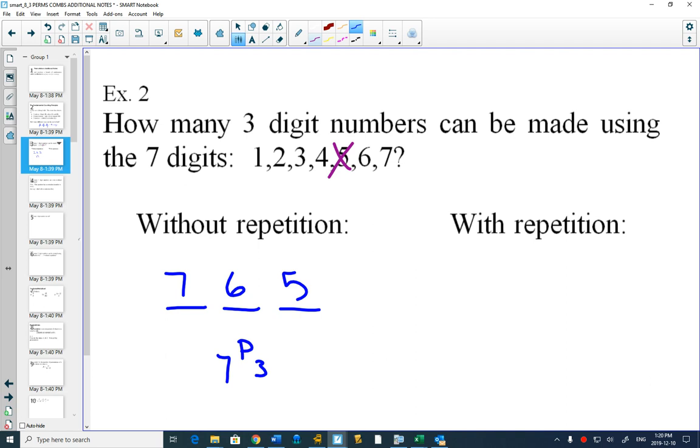When you have this notation, 7 pick 3 or 7 permutation 3, there's 3 spaces starting with the number 7 going down each one. If you are allowed to repeat, you have 7 choices, 7 choices, 7 choices. So this would be 343. This one here would be 210.